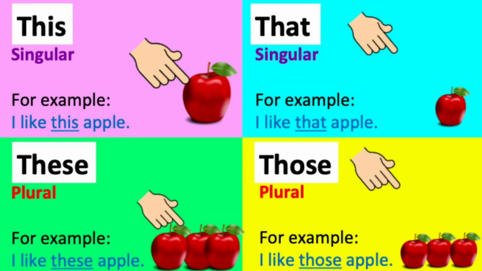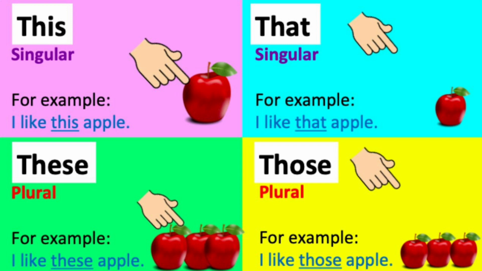Now we are going to see the second demonstrative pronoun. Look at the examples. I like that apple. Second demonstrative pronoun is that. Example, I like that apple. Look at the picture, children. There is an apple. The finger is far away from the apple, as well as singular object. So here we use that. So the sentence is, I like that apple.